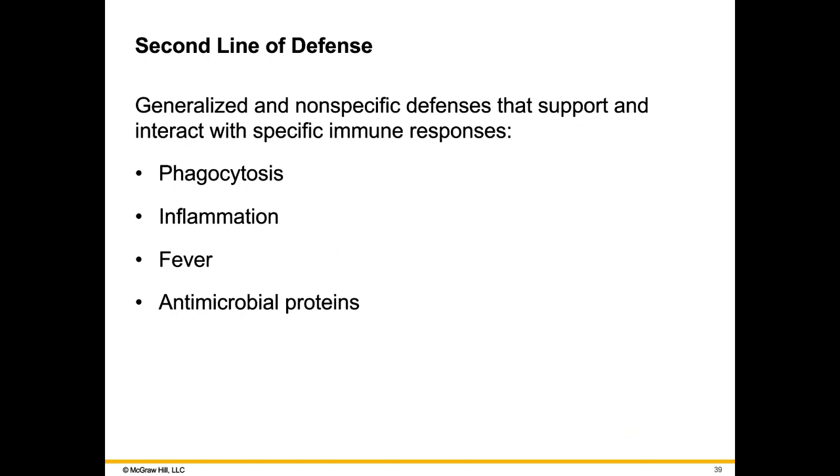So let's move to our first slide here of this section, our second line of defense. We finished with the first line of defense. So now the second line of defense is still nonspecific. Remember, both the first and second lines of defense are nonspecific and generalized. They are part of the innate immune response, and they are going to support our immune system with non-specific responses. And sometimes they'll interact, though, with specific immune responses, and we'll get to that later.